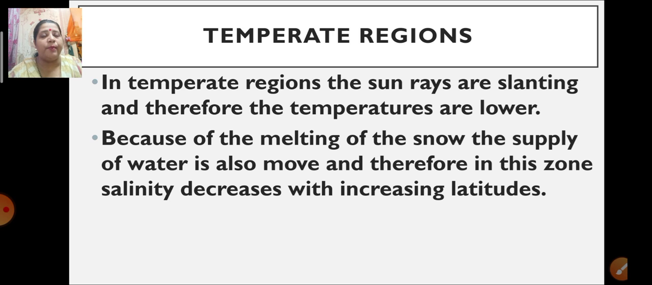So what happens? Melting of snow takes place, supply of water is also more over here, and therefore in this zone, salinity decreases with increasing latitudes. So what is happening over here? Salinity is going on decreasing with the increasing latitudes. I hope children you all have understood till the temperate regions here.